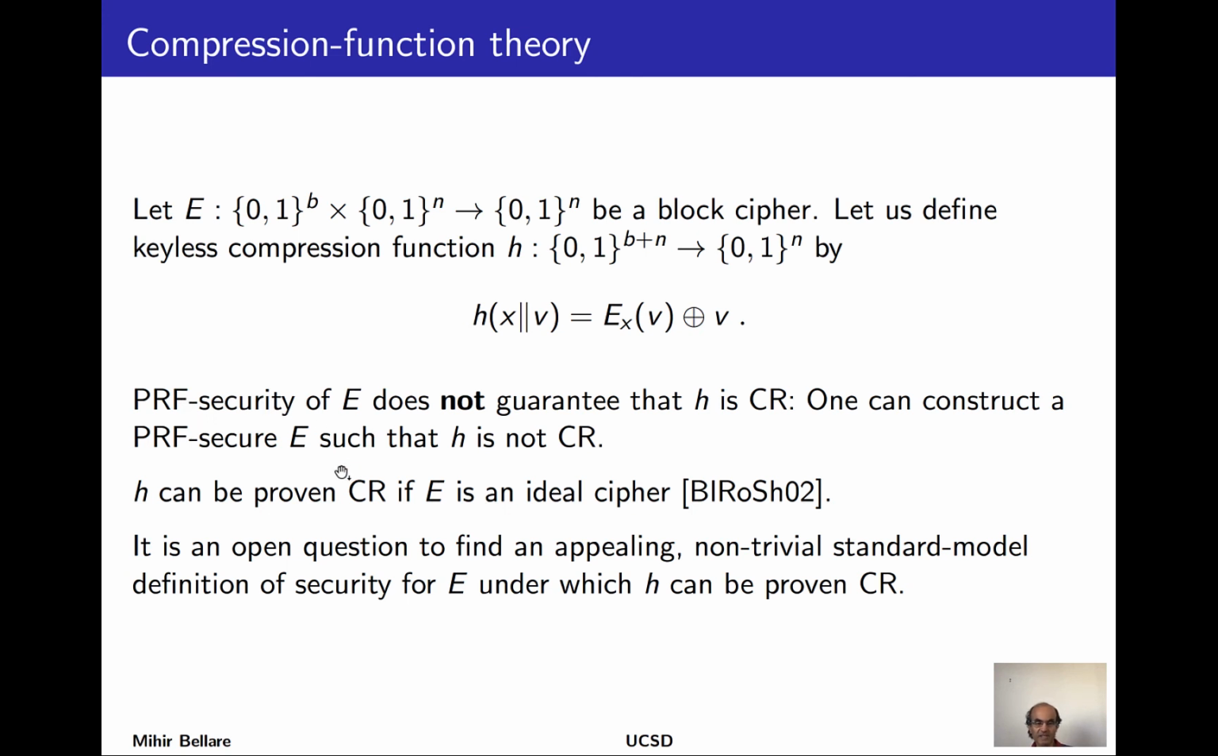This has attracted some research effort. For example, you can prove that this H is collision resistant if you assume E is what's called ideal. And that is a model rather than a definition in which E is just a random collection of permutations, one for each choice of key. It's an interesting open question actually to find some kind of what's called standard model definition of security for a block cipher under which you can prove that this H is collision resistant. That doesn't seem to be an elegant solution to that.